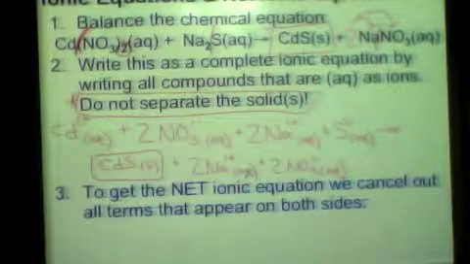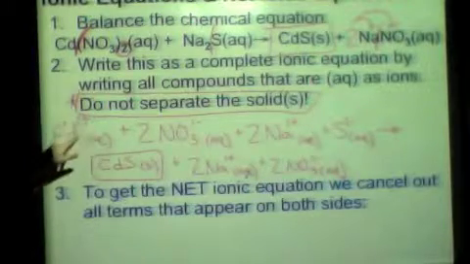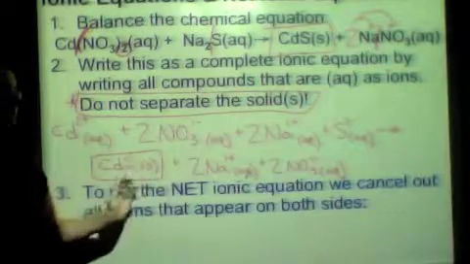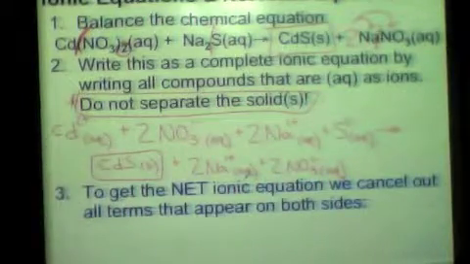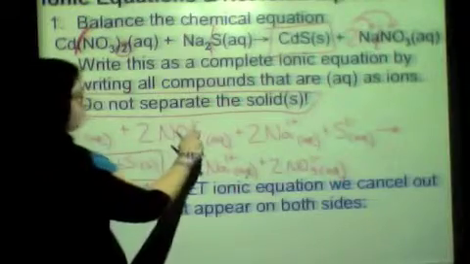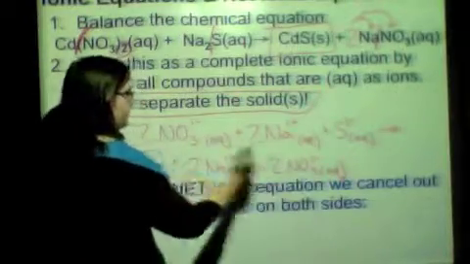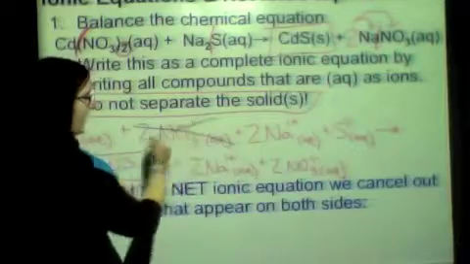For example, cadmium 2+ is here, but do you see cadmium 2+ on the right side of the arrow? No, they do not look exactly alike. 2 NO3, 1 negative, 2 NO3, 1 negative. So that goes away.